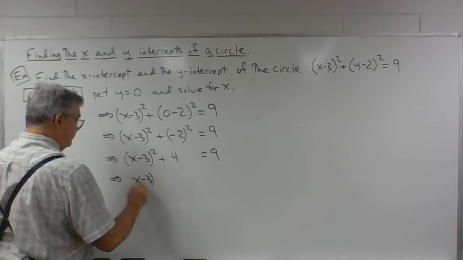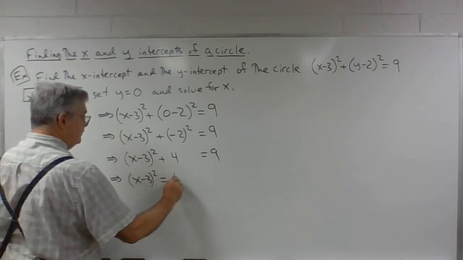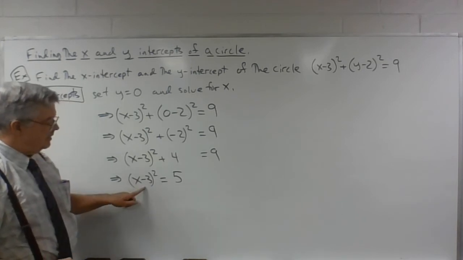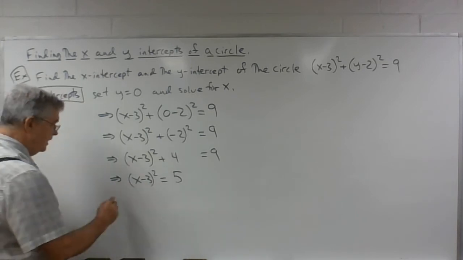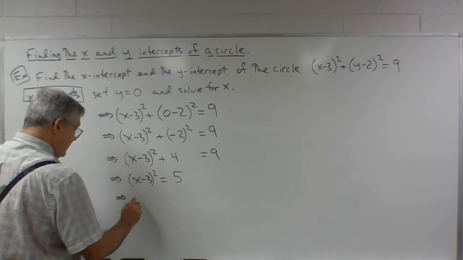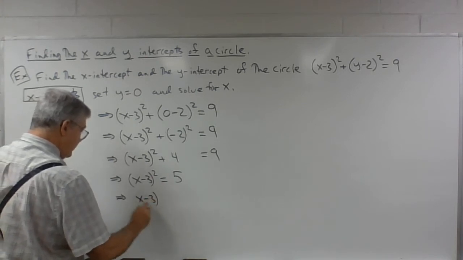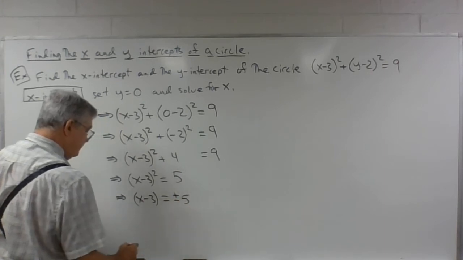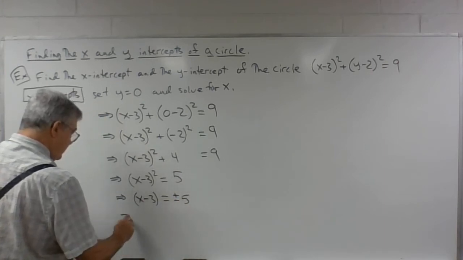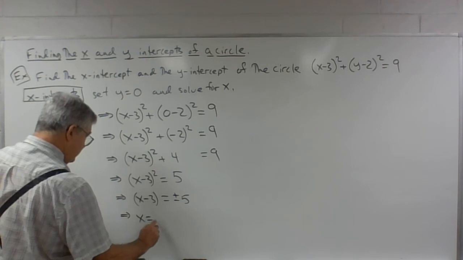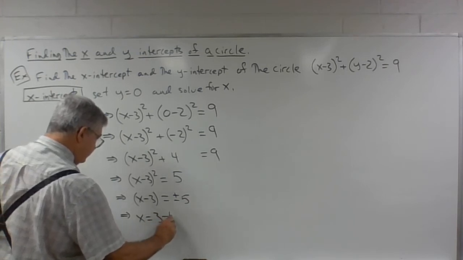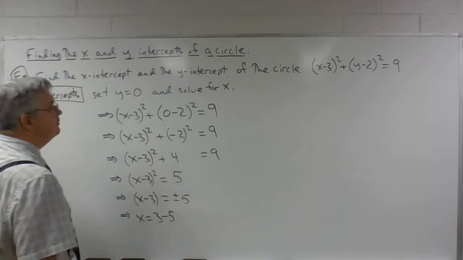x minus 3 squared equals 5. Now to solve for x, I compute the square root of both sides. And I'm going to have x minus 3 equals plus or minus the square root of 5. And that means that x equals 3 minus 5. Whoops.